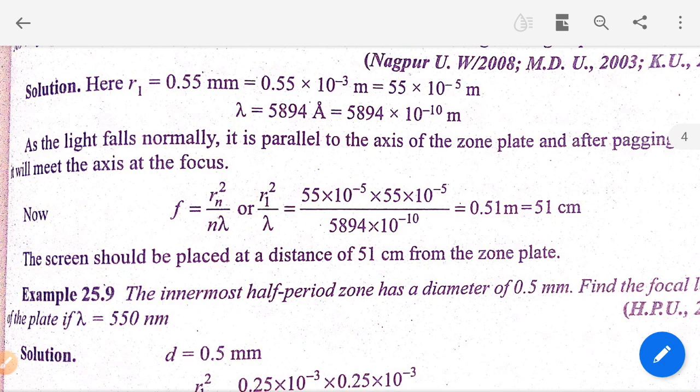Focal length is nothing but the distance between the lens and the converging point. The converging point is on the screen, and the zone plate behaves like a lens. That is the distance. Don't be confused with the focal length. The definition is the same thing: the distance between the screen, the converging point, and the lens.